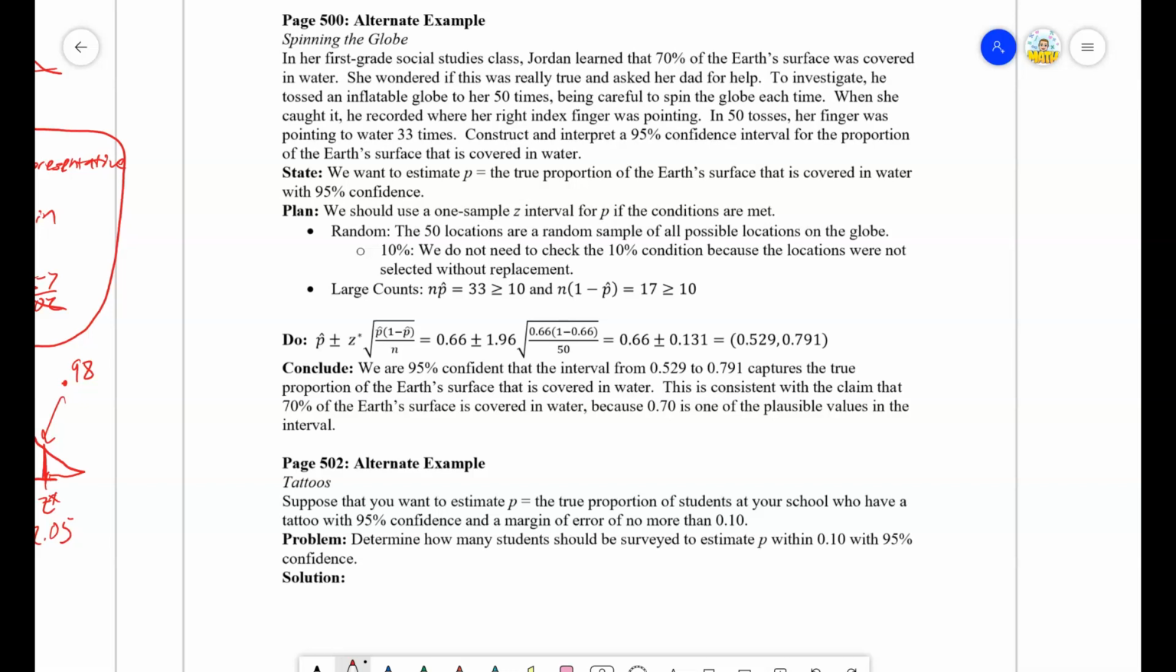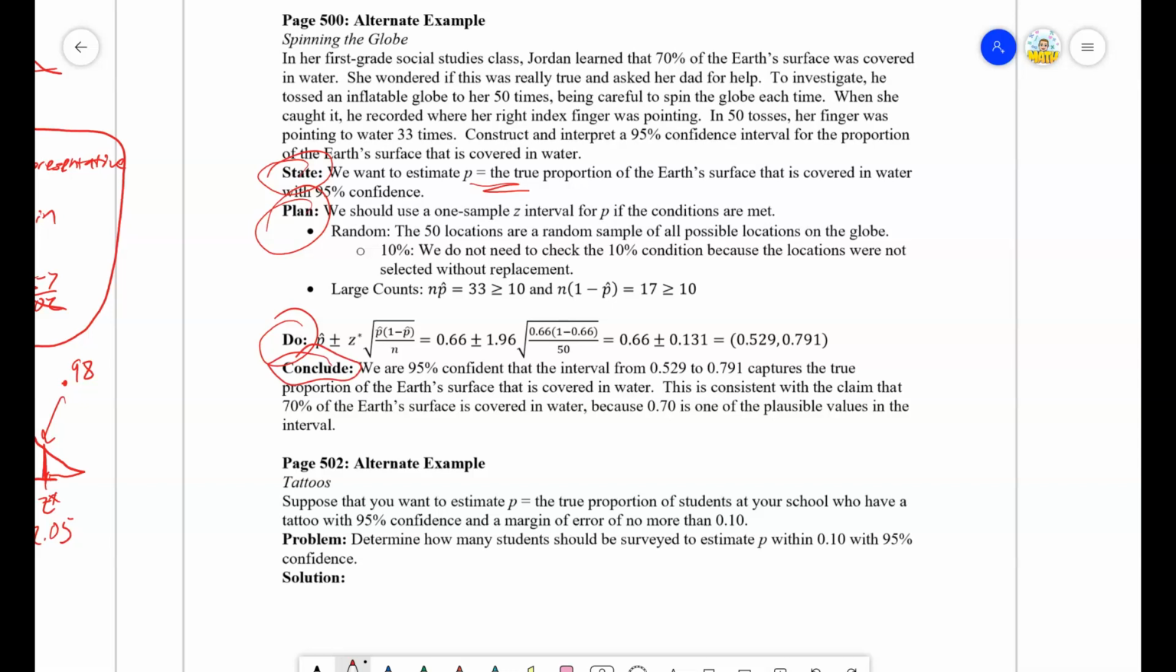So your textbook authors, instead of using my template that I've set up, they have a state, which is where they state the parameter of interest, which is part of my template. Plan, which is where we check our conditions for inference. Do, this is where we calculate the interval, and this is where I say, express your conclusion and confidence.